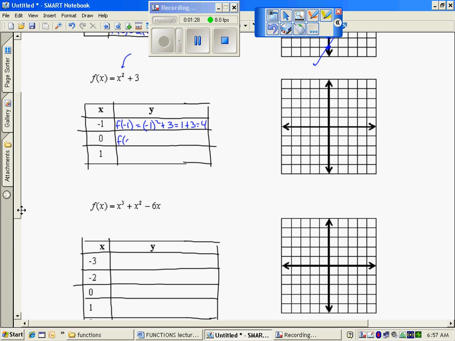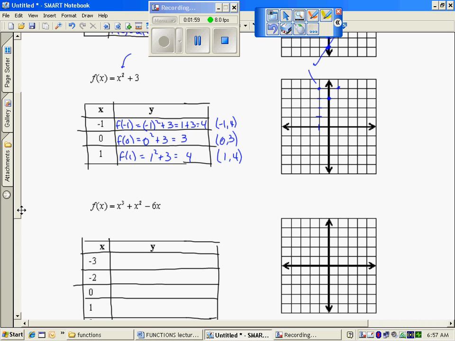Plugging 0 into my function, 0 squared plus 3 is 3. And plugging 1 into my function, my input is 1. 1 squared plus 3, 1 squared is 1, 1 plus 3 is 4. So plotting my ordered pairs: negative 1, 4, negative 1 in the x and positive 4 in the y. 0, 3: 0 in the x, 3 in the y. And the last ordered pair, 1, 4: inserting 1 and plotting 4.